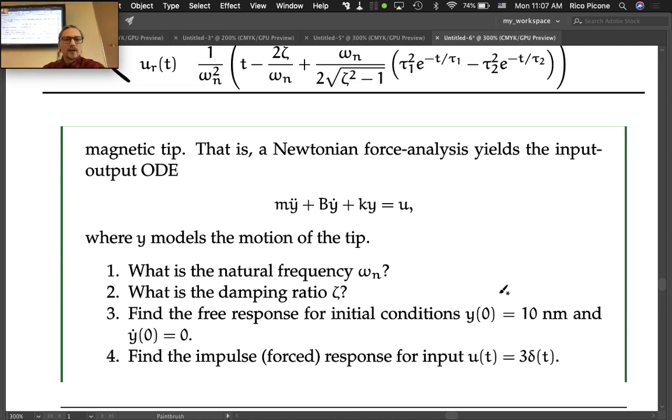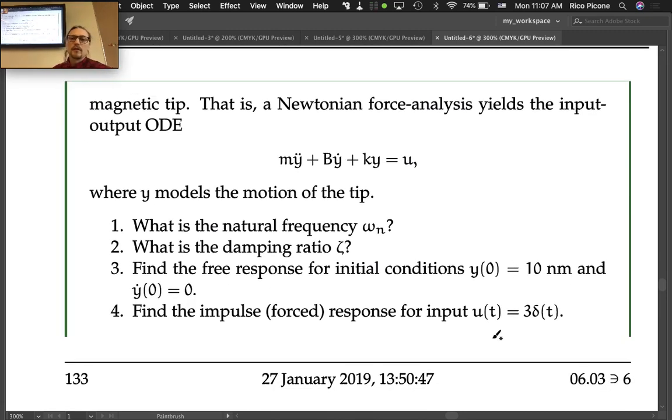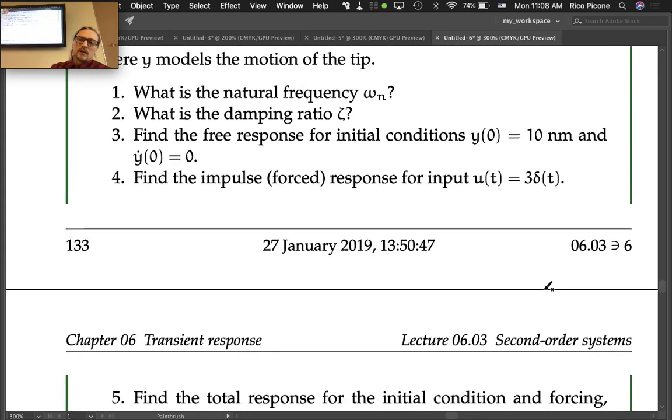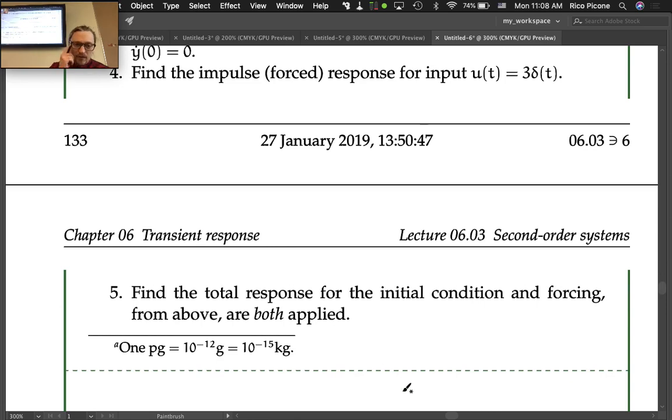So I asked 4 questions. What is the natural frequency of the system? What is the damping ratio? I also ask you to find the free response for given initial conditions, and the forced response, the impulse forced response for a 3 scaling of the unit impulse function, the Dirac delta function. And there's a 5th thing too. Find the total response for the initial condition and forcing from above if they're both applied.